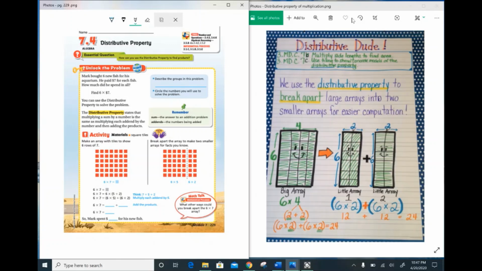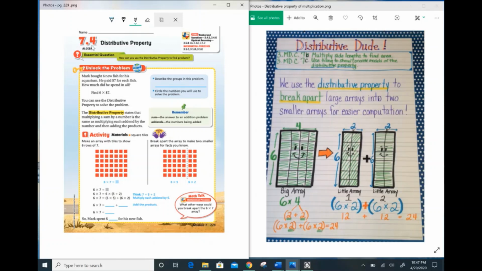Now, today we're actually going to learn our distributive property of multiplication. We use distributive property to break apart large arrays into smaller arrays for easier computation. And we are actually going to start practicing algebra, boys and girls. So this is our big array, right? We're going to turn it into two little arrays to make it simpler for us to multiply when we have big numbers.